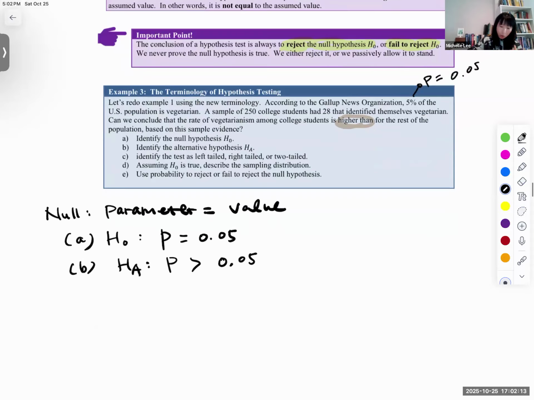Okay. Now we need to identify whether it is left tail, right tail, or two tail, right? So I'm using a tail like this. This is a tail, so the tail is here, so it's a right tail, right? Yeah.